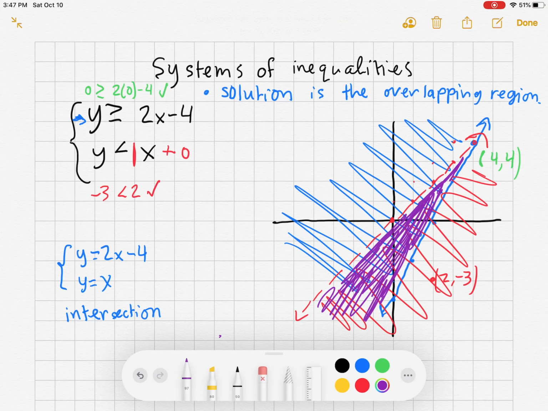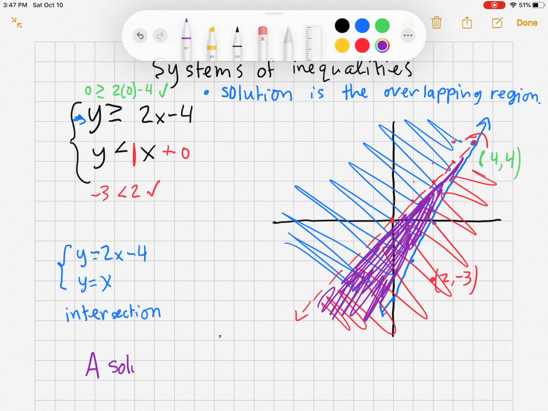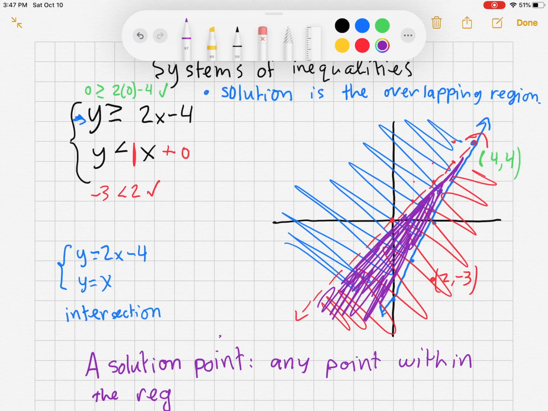All right. One last thing before we go. I'm just going to slide that up here. A solution point is any point within our shaded region that would satisfy both equations. Kind of had to cheat there at the end, but that last word is inequalities.